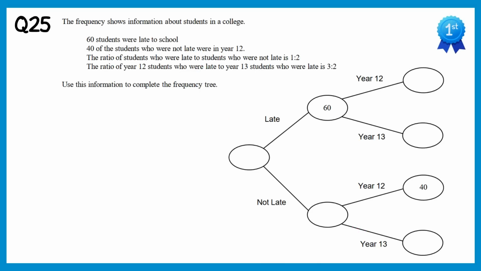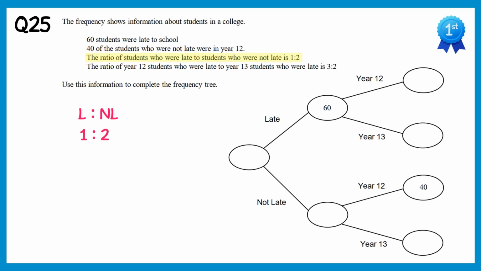In this question, we're told 60 students were late and 40 students who were not late were in year 12. Both of these bits of information are already on the frequency tree. We're also told the ratio of students who were late to students who were not late is 1 to 2. So the ratio for those that were late to not late is 1 to 2.